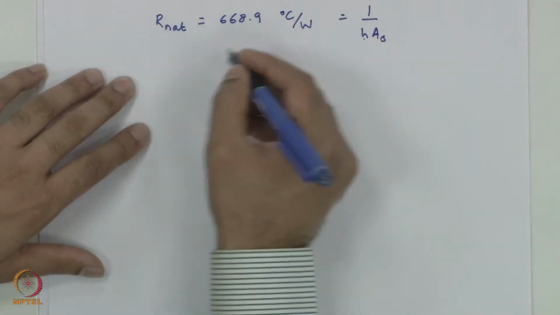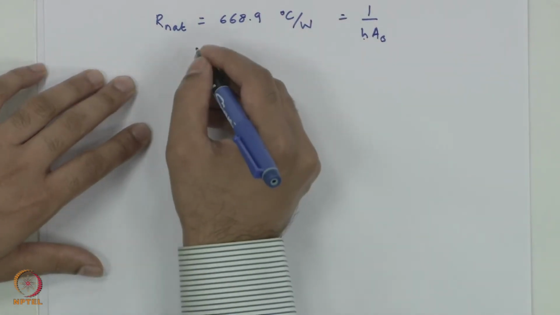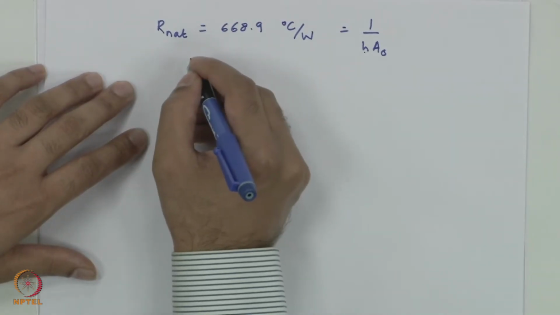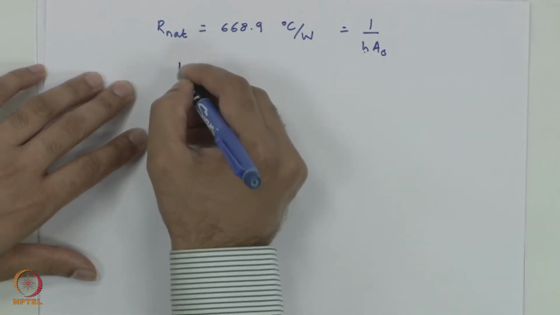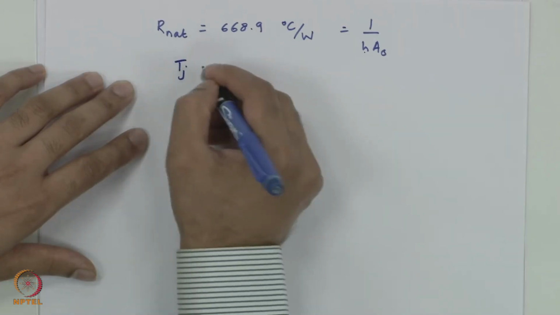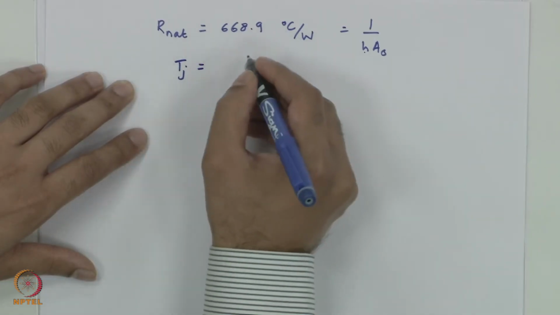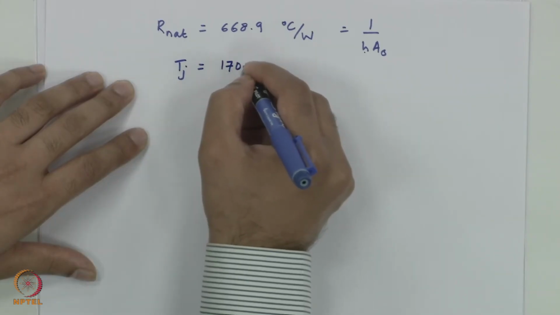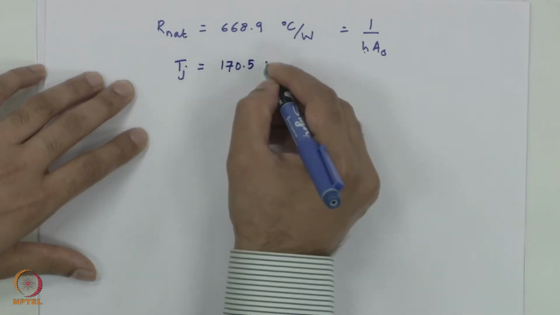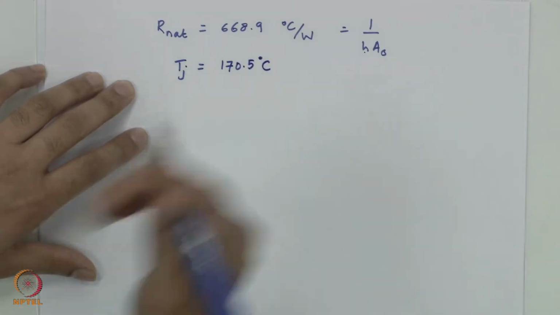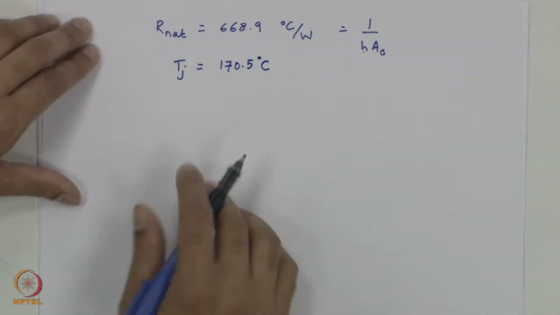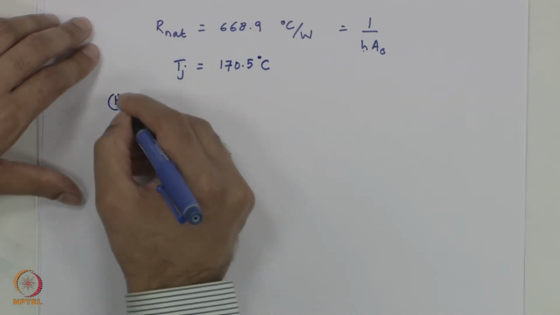Using this, and ignoring the resistance due to conduction in the silicon because of its very small thickness of 200 microns, if I calculate Tj for an ambient temperature of 30 degrees C, we get a junction temperature of 170.5 degrees Celsius. Now, let us look at problem B.